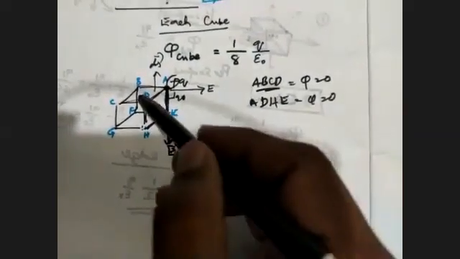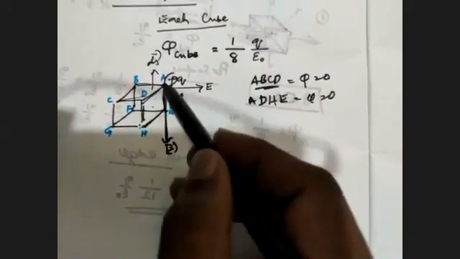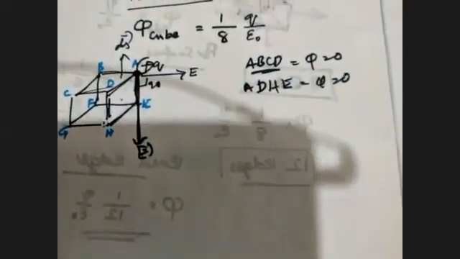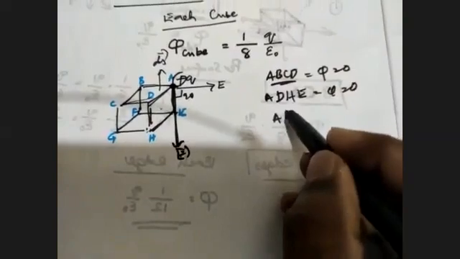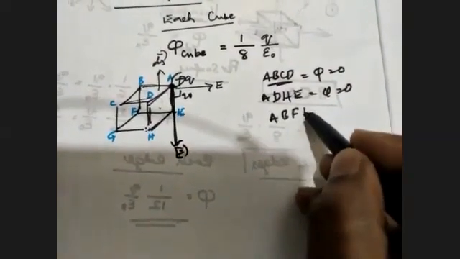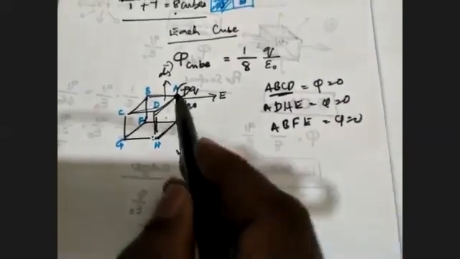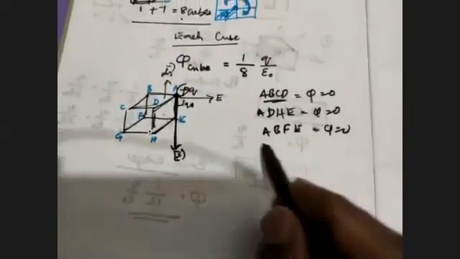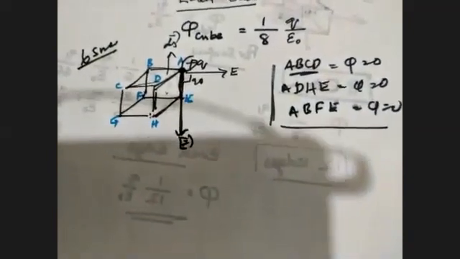So which surface now? The ADFE surface, the backside, facing this direction. Which one? A, B, F, E. There also phi is equal to 0. Why? Because E is there, and that is the backside, right? So for these three surfaces, see how many surfaces we have for our cube? 6 surfaces. In that, 3 surfaces have flux equal to 0.